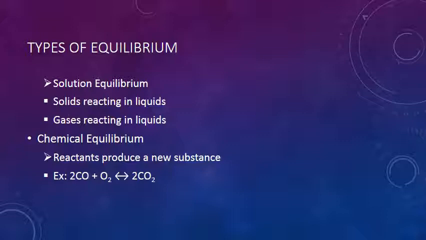Now, other types of equilibrium. Solution equilibrium. For example, solids reacting in liquids, gases reacting in liquids. And then there's chemical equilibrium. That would be reactants producing a new substance, which would be carbon monoxide and oxygen forming carbon dioxide.